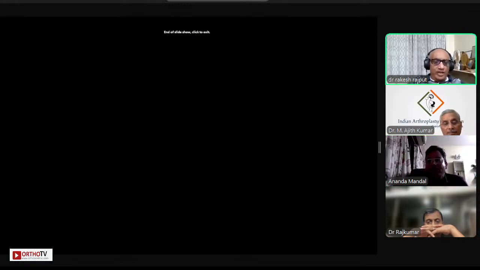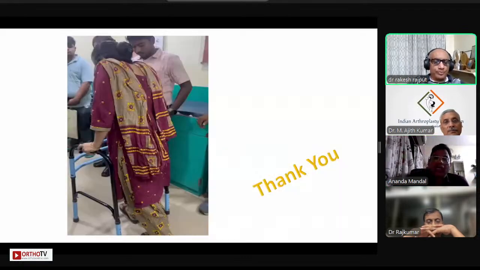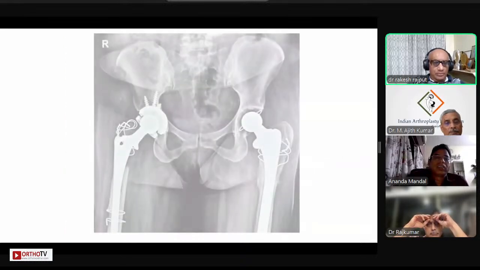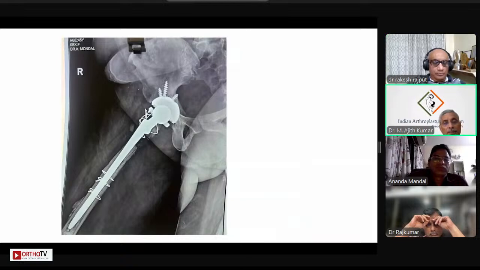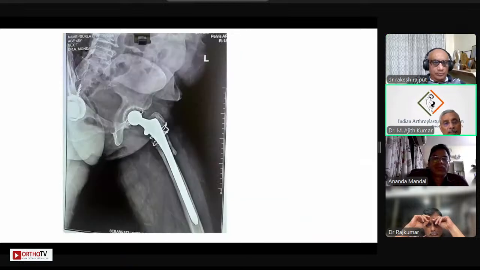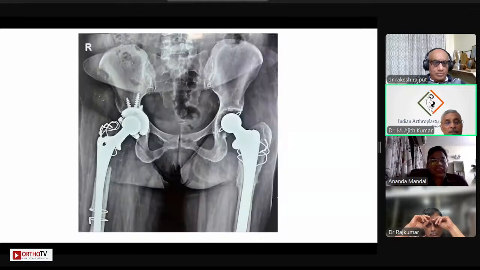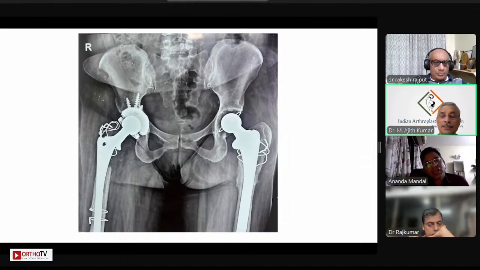Anand, can you go to your X-ray? Just the first post-op. Since she's a young lady, with a constrained liner and with so much bone loss proximally, she's not going to last long. And ideally, if you're asking, I think probably an allograft would have been a good option, but all these constraints are there. I don't know, maybe under the circumstances it's okay, but then she's not going to last long. Yeah, the hip is not going to last long.